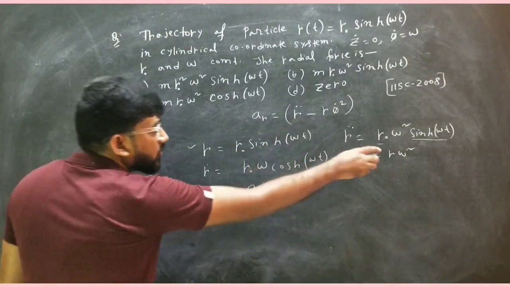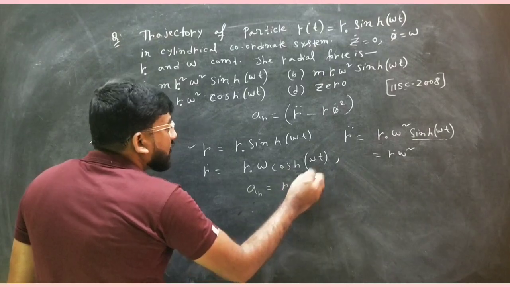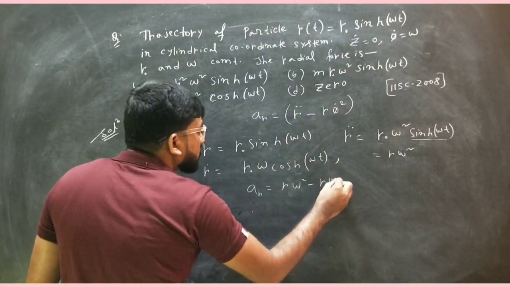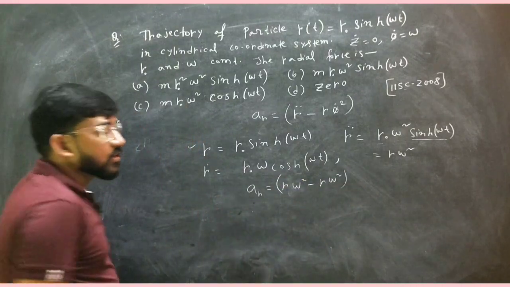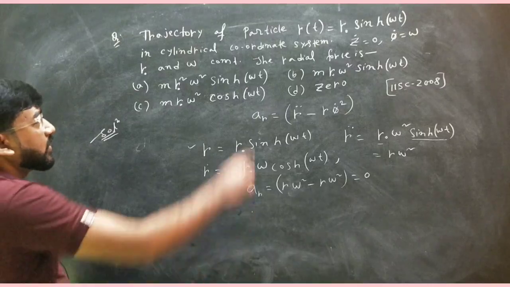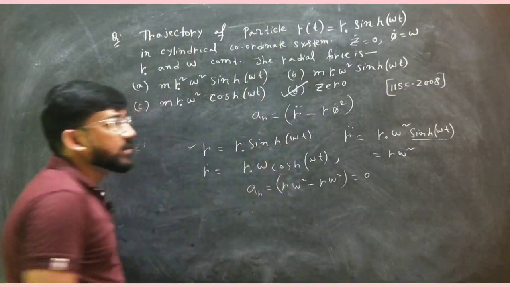Now if you put it here, you can see what your a_r will be. a_r is r double dot, which is r omega square, minus r phi dot square, and phi dot is also given as omega, so this is also omega square. So it will be r omega square minus r omega square, which is 0. Once the acceleration is 0, obviously the radial force will also be 0. So option D is correct.